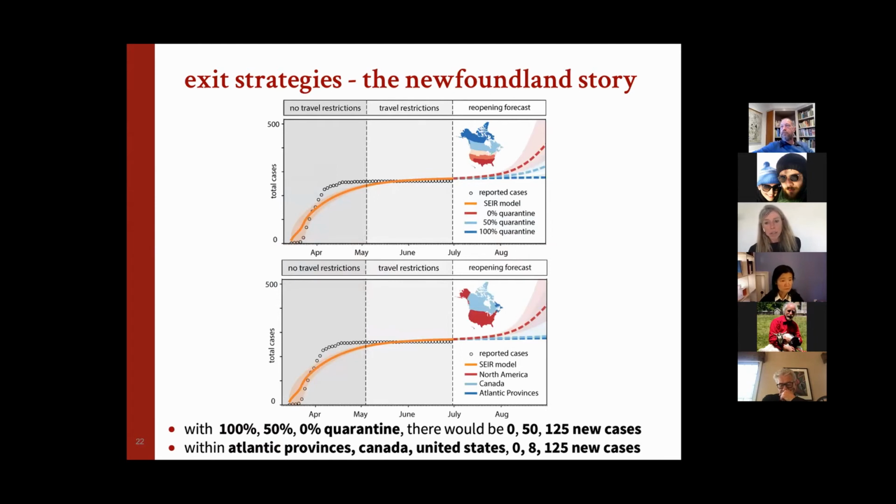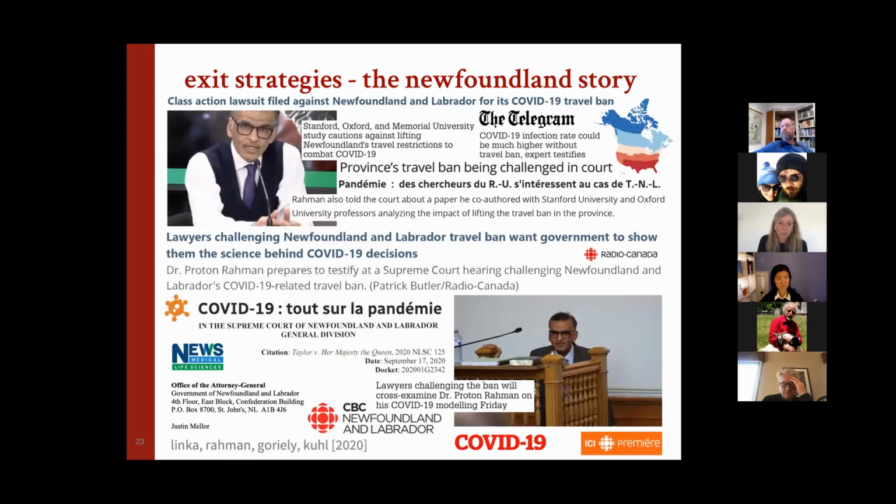So this is the same thing in just a plot and with statistics. On the bottom, you see the different network models: North America, Canada, and the Atlantic provinces. And on the top, you see what would happen if people would perfectly quarantine by 50%, and quarantine by 0%. And so we can quantify what would happen at which day if they would reopen the country. And what happened then is, this is Proton Rahman, one of our co-authors. He testified in court and we actually won the court case. So it was decided that it was the right decision to keep Newfoundland closed.